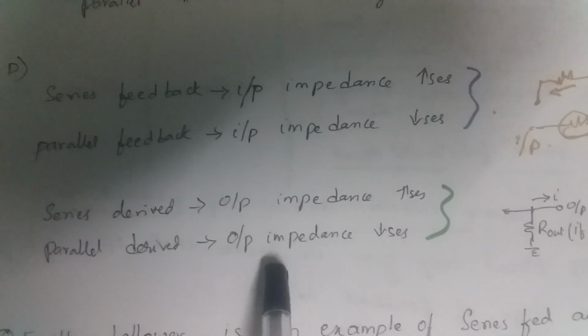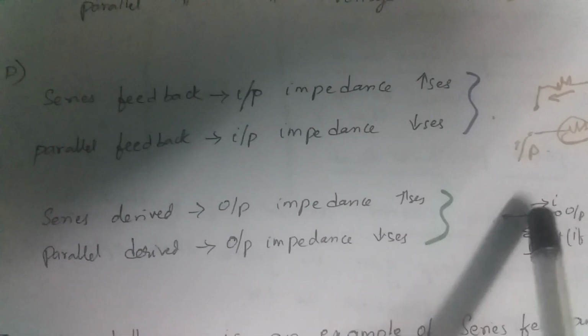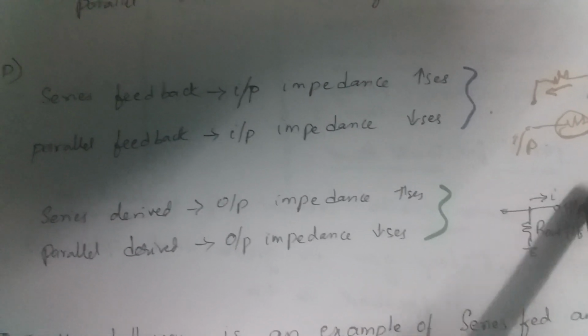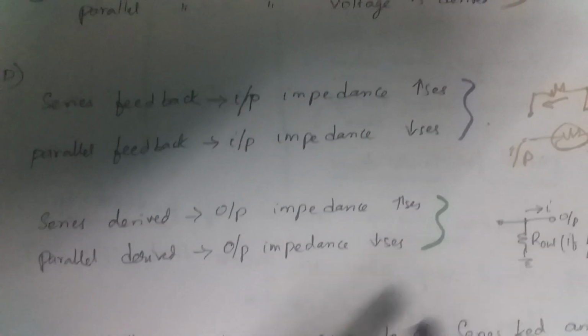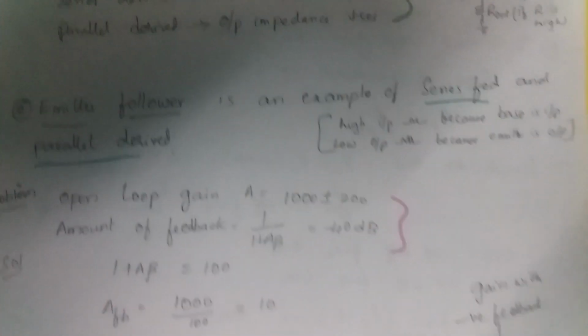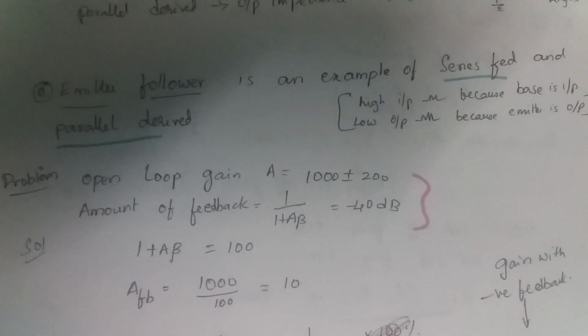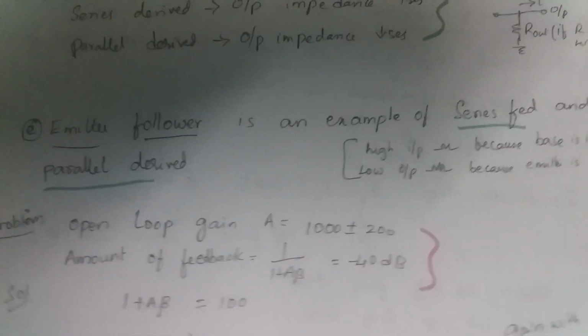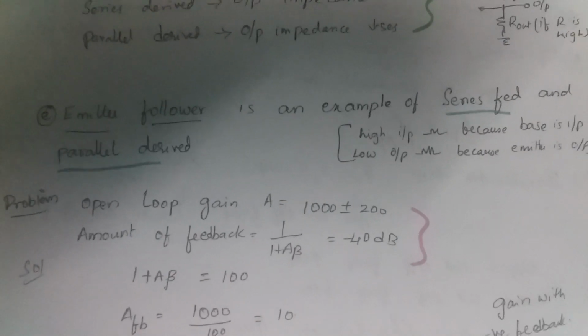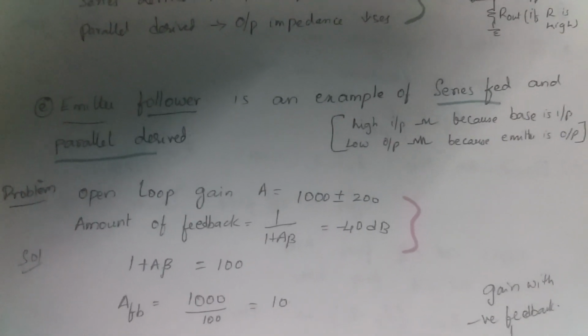And similarly, if it is parallel derived, they should be low so that you get a voltage, because you measure it between some point and ground, right? Okay, emitter follower is an example of series fed and parallel derived. Why? The input is taken at the base, and the base is lightly doped. So you have high input impedance.